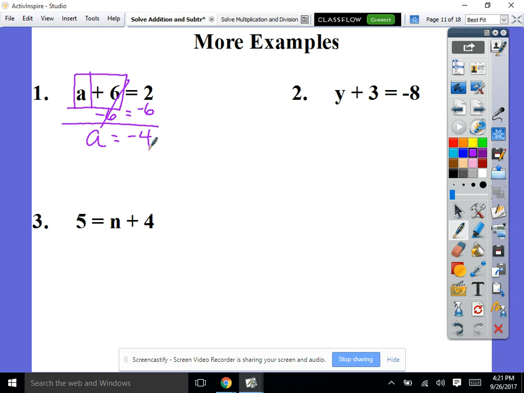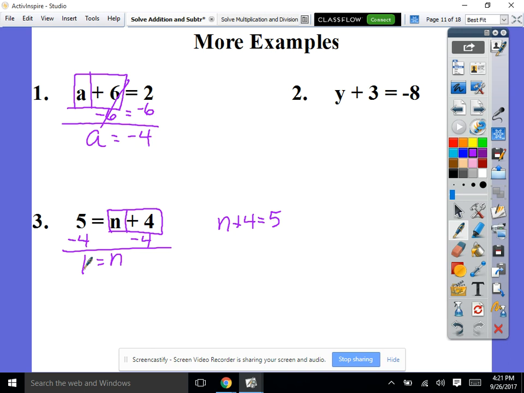Let's do this one since I'm on this side of the board. So some of you might like to see this a little bit differently. If it makes more sense to you to change sides, you can rewrite this equation as n plus 4 equals 5. You can swap sides of the equation like that. All right, so I need the n by itself, so I'm going to subtract 4 from both sides, which gives me n equals 1. 1 plus 4 equals 5.